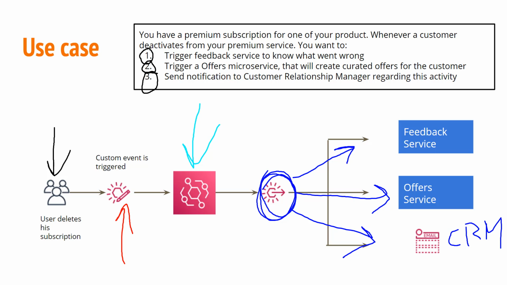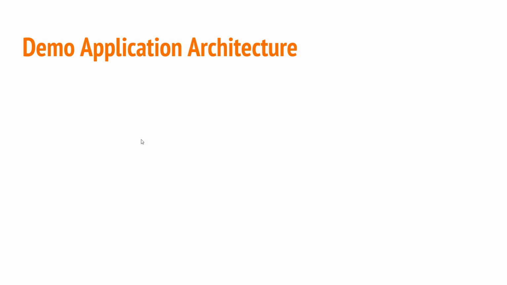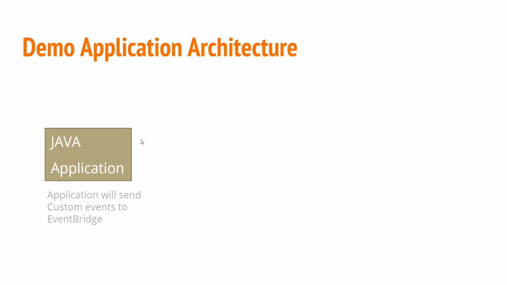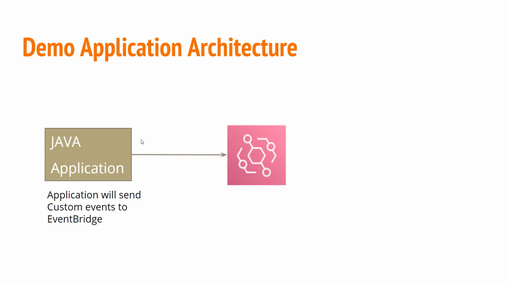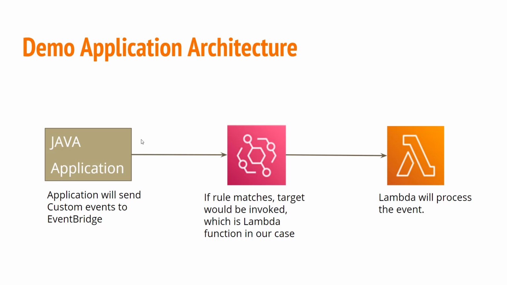So now let's move to the demo part, and before that I'll explain what application we'll be creating. So in the demo, I'll be creating a Java application which will send custom events to EventBridge, and if a rule matches, the target would be invoked, which would be a Lambda function in our case, and Lambda will process that event. For now, we will be printing the event details in our Lambda function.